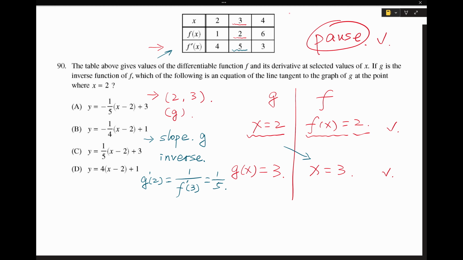Finally, based on the point-slope form of a line, here we have the point to be (2, 3) and the slope to be 1 over 5. Then we have our final result of the tangent line to be y minus 3 equals the slope times (x minus 2). And that's why we have our final result to be option C.